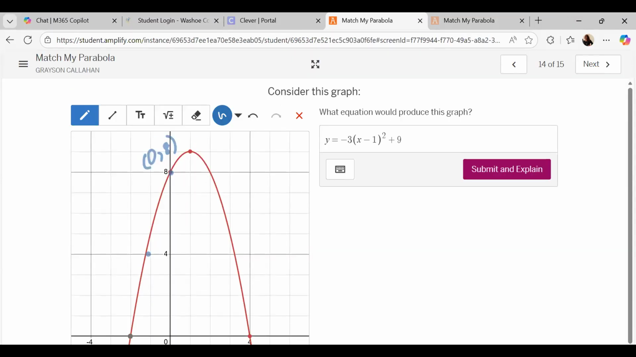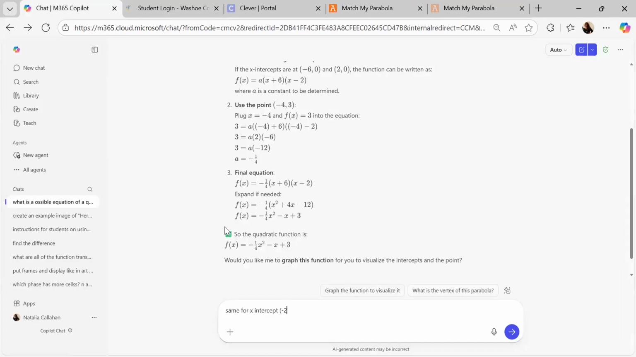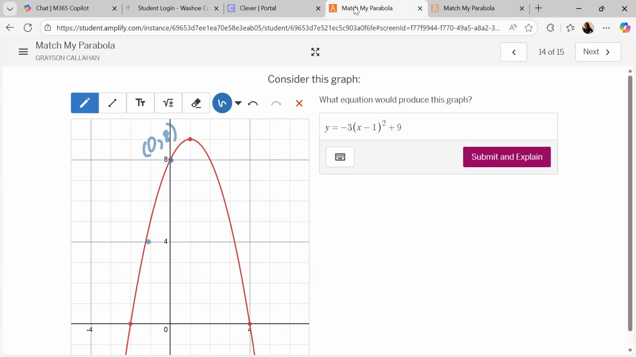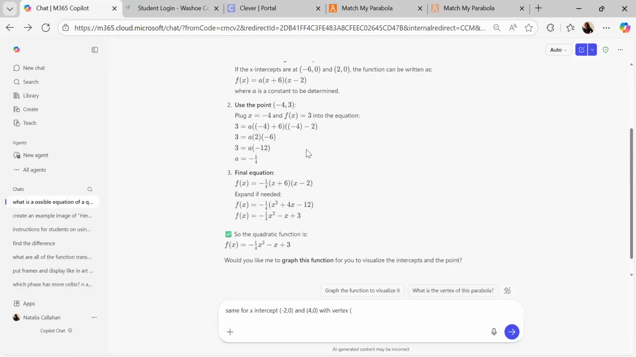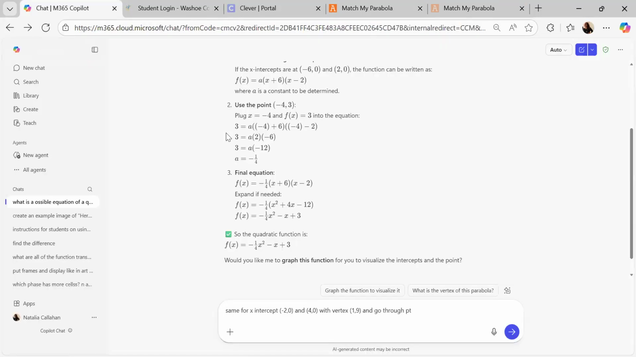The x-intercepts were (-2, 0) and (4, 0), correct? With vertex, what was the vertex? It was (1, 9), and it goes through a point. What was the point? (0, 8).